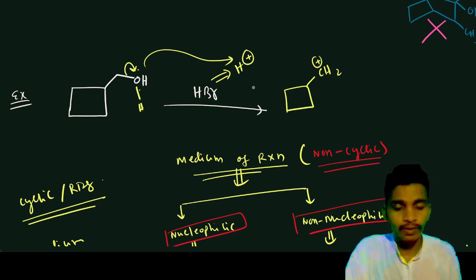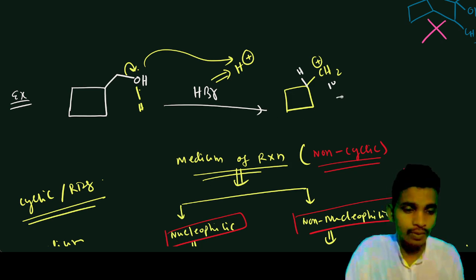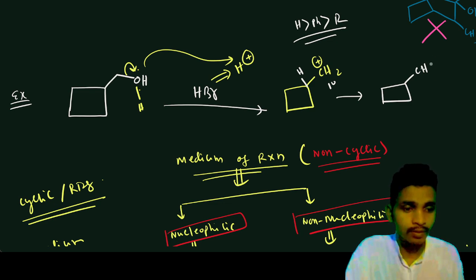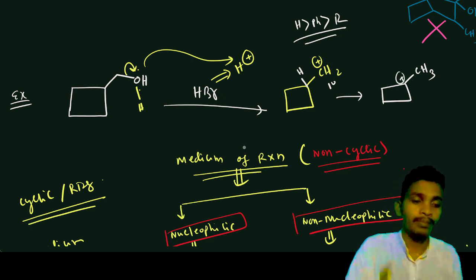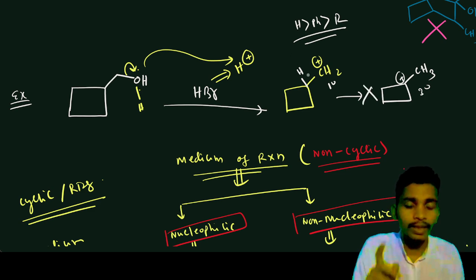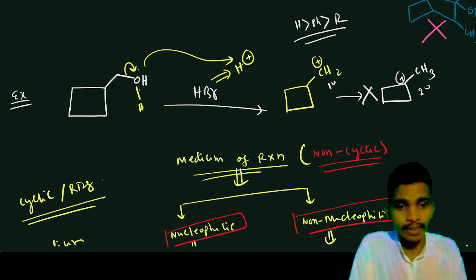Now what will happen? Here angle strain is there. Although this is a 1 degree carbocation, hydrogen is there too, so it can do a hydride shift, because in migratory aptitude we know first hydrogen, then phenyl, then alkyl groups. It may also form a CH3 and a carbocation here, which is a 3 degree carbocation. But again angle strain is there, so it will not do this. What it will do is ring expansion to decrease the angle strain. It means that it will change to a 5-membered ring.